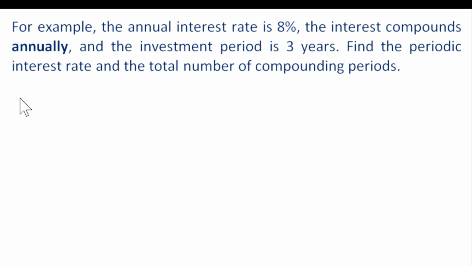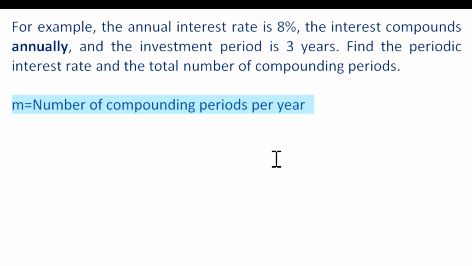Here we have an example. The annual interest rate is 8%. Interest compounds annually and the investment period is 3 years. Find the periodic interest rate and the total number of compounding periods. Here we have a new variable M. It is number of compounding periods per year.